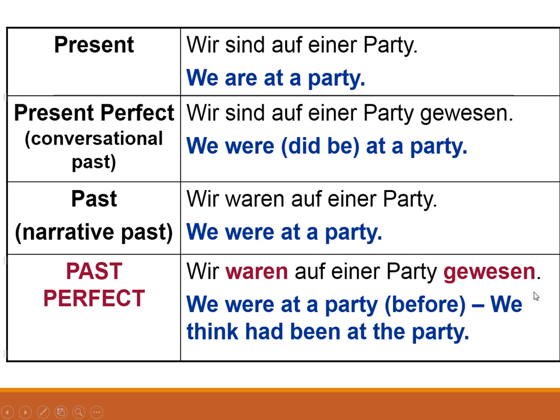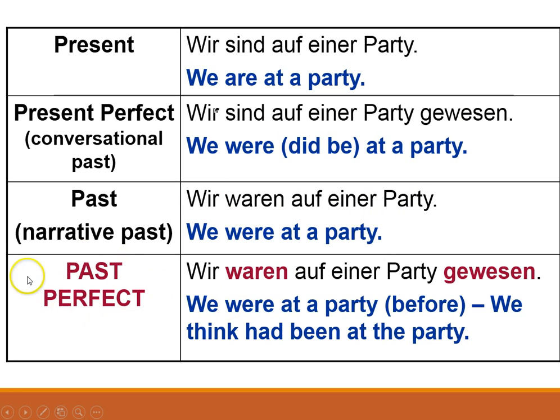So looking at what we know, kind of reviewing all together, minus the future tense, because we're not really concerned with that. We have seen present tense, so wir sind auf einer Party. We've looked at present perfect or conversational past tense. Wir sind auf einer Party gewesen, so sein ist gewesen. We also then looked at this in the narrative past or the simple past tense. Instead of saying wir sind in gewesen, it's wir waren. Wir waren auf einer Party.